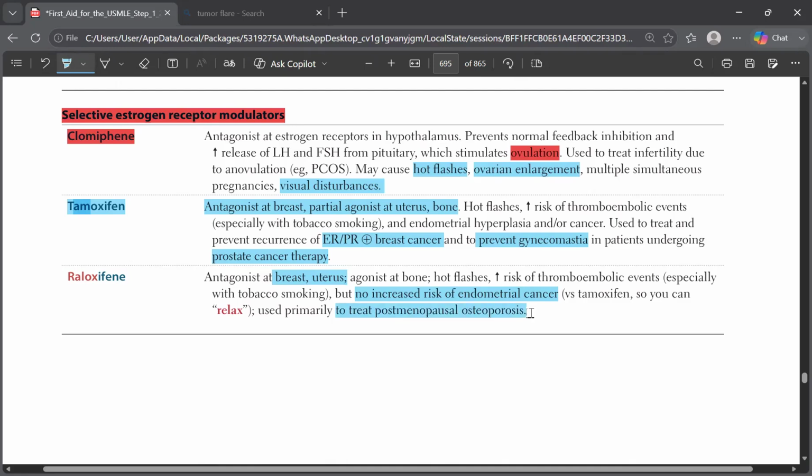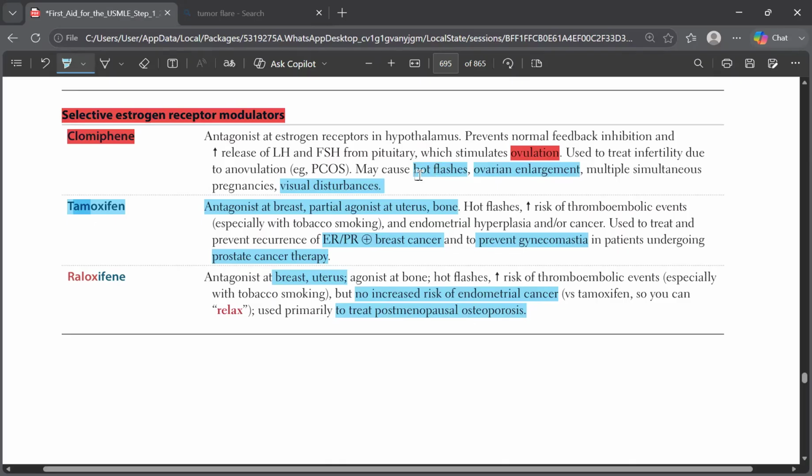It's interesting how, because of just one receptor shift, the drug is used to treat something else, and it has also decreased the risk of endometrial cancer. So, it is used to treat postmenopausal osteoporosis because it has no pro-estrogenic effect on the endometrium, unlike tamoxifen, which has pro-estrogenic effects, and it has similar effects to tamoxifen, which are hot flashes and increase of thromboembolic events.